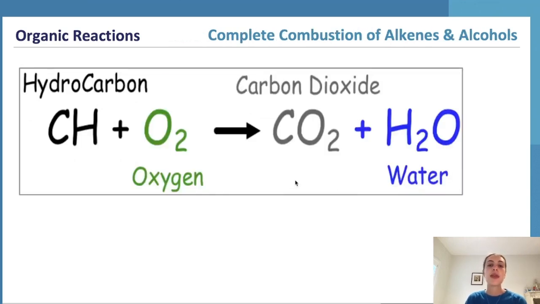Now finally, we want to look at the complete combustion of alkenes, alcohols, and alkanes. So basically this is just a recap on grade 9, grade 10, grade 11 content, but it's always important to just have a recap of this.